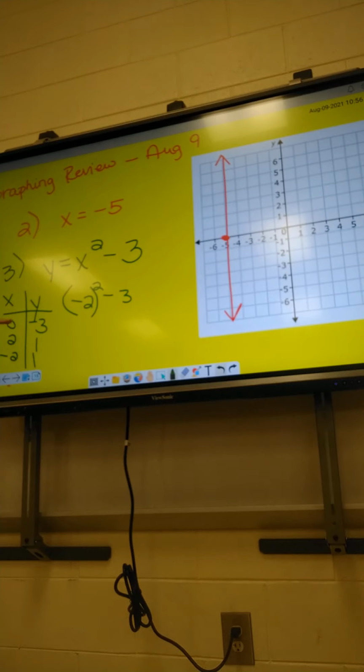All right, let's graph these 3, and it's going to make our shape. Over 0, down 3. Right here is my point. I don't remember, the little chart just threw me off.